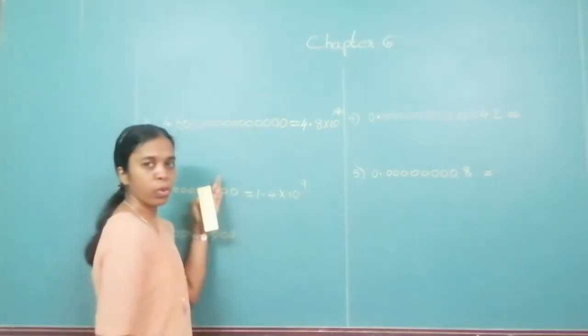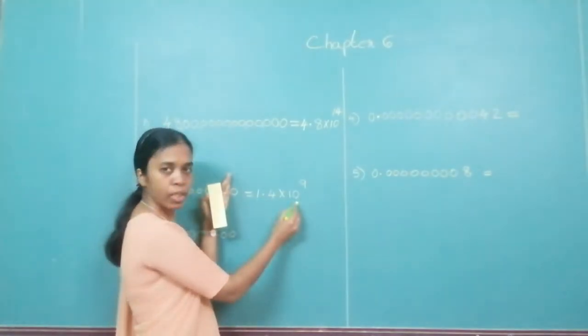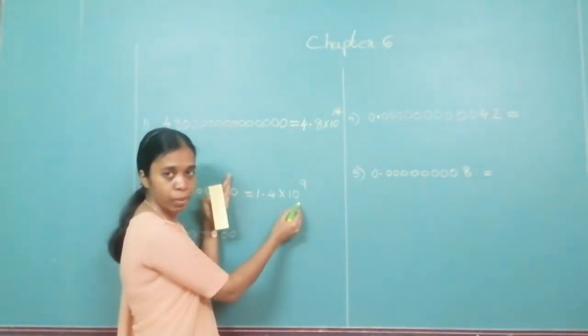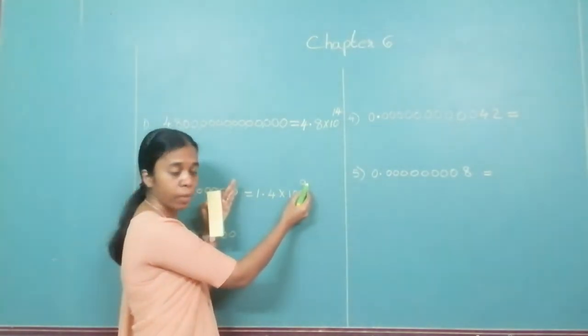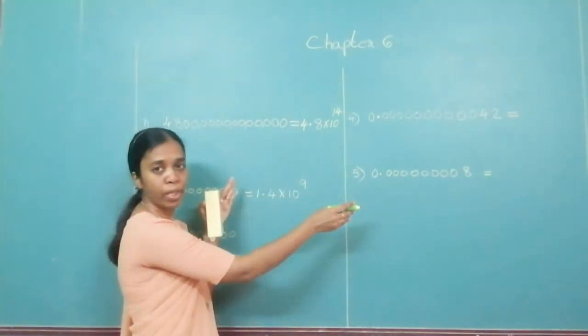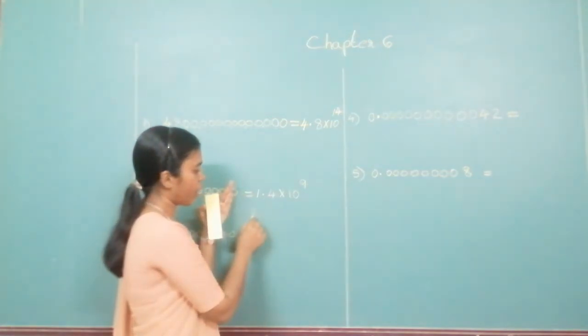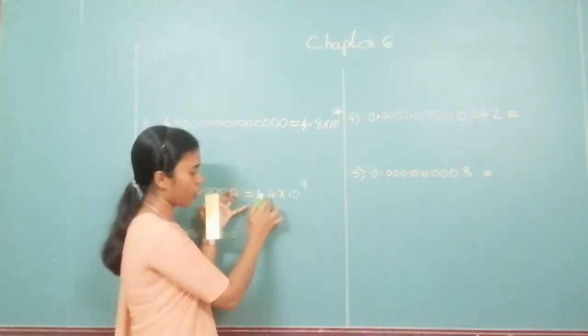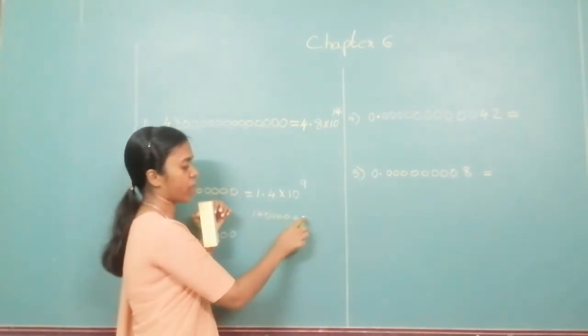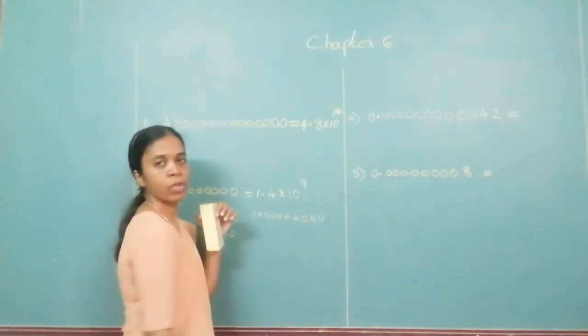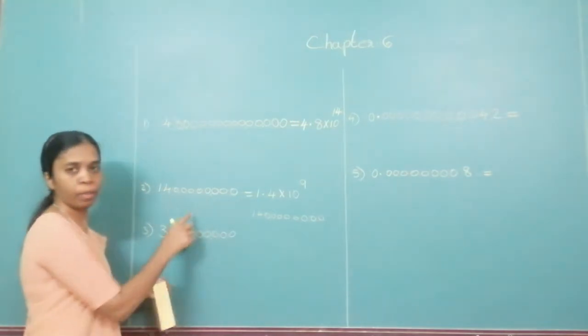Now, if you are given this and asked to write the proper number, how will you write it? This is 10 raised to 9. That means the decimal has to shift 9 places. So we write 1, only one digit is there, then 1, 2, 3, 4, 5, 6, 7, 8, 9 zeros. This is how we get the number back.